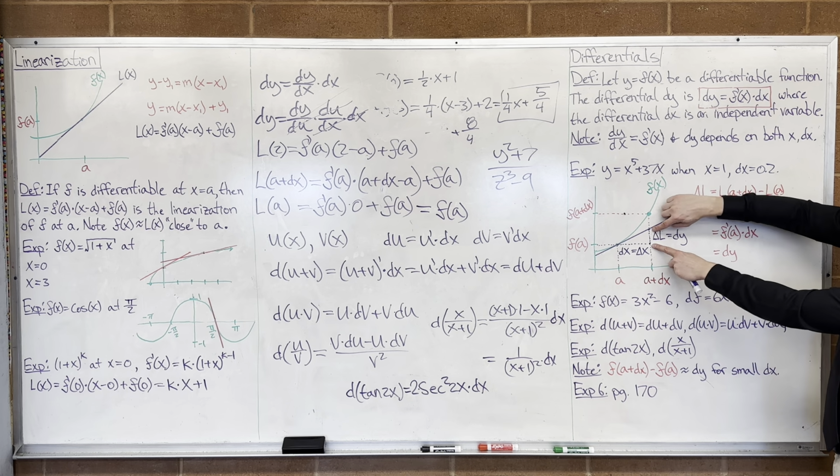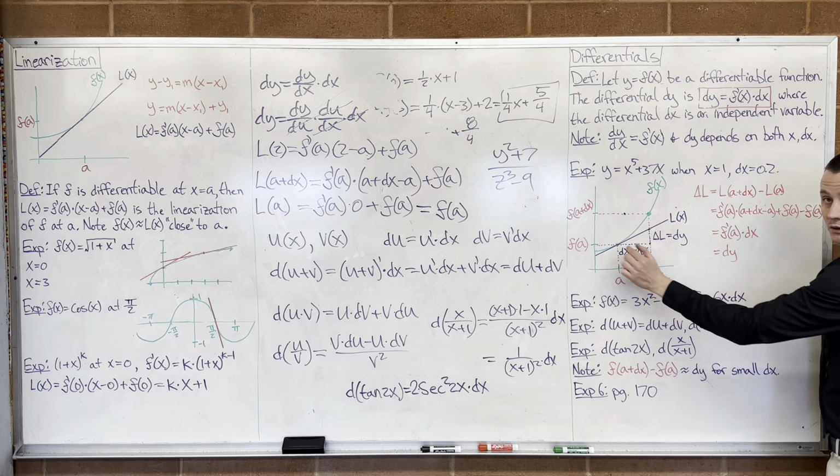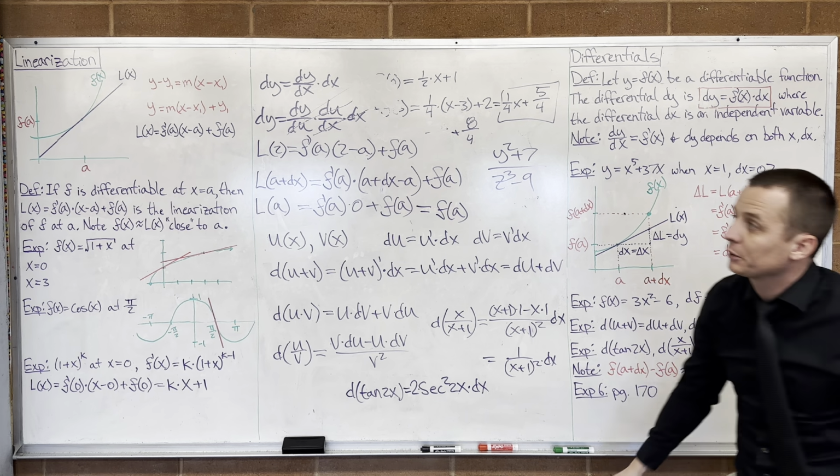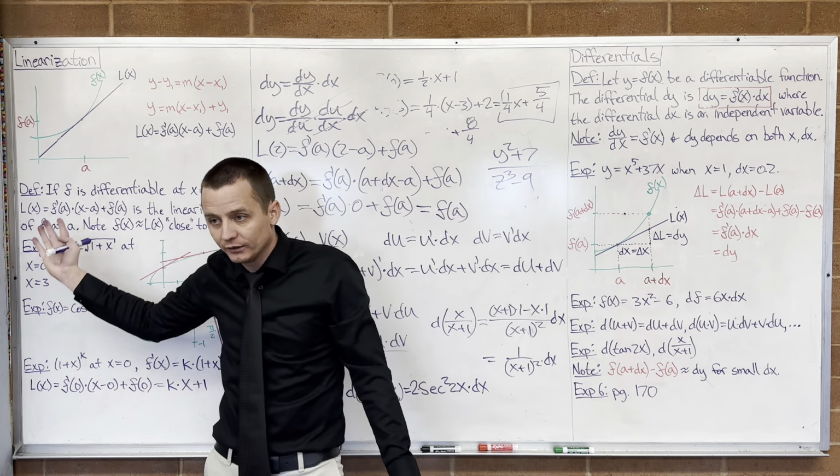That means they're close, if dx is really small. Okay, I got you. It's just like what we were talking about with linearizations over here. Is small defined precisely in any way? No, because it depends on how many decimal points you care about. It's up to what you care about.